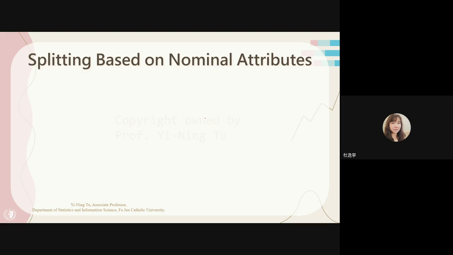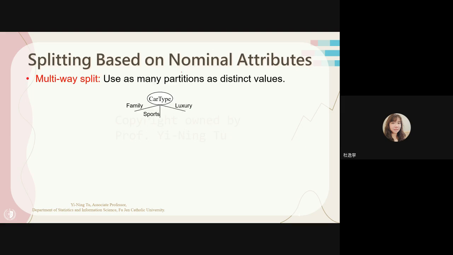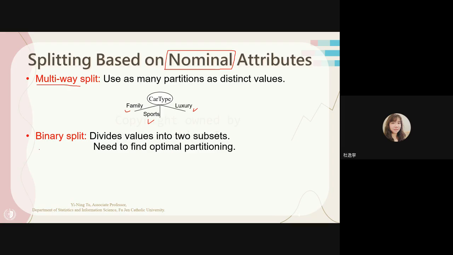First, split based on a nominal attribute. For a nominal attribute, you just split multi-way. You have family, sport, luxury, three different attribute values, then you split into three branches. But if you want to use the binary split, that is used only in the CART algorithm. The other algorithms, for example ID3 and C4.5, are multi-way.